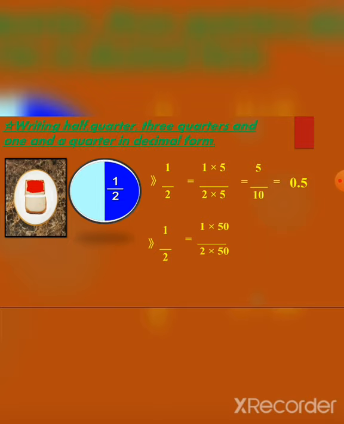What answer will we get? We will get the answer 50 upon 100. Now to turn it into decimal form, we get the answer 0.50. So students, in decimal form you can write half in both ways. You can write 0.5 and also 0.50. Understood, students?